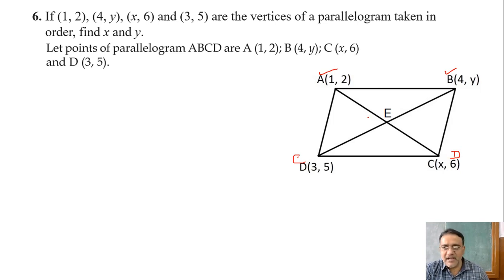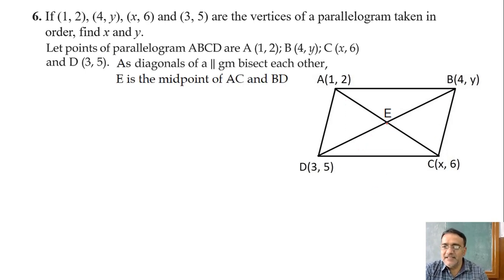So order means either you can use clockwise or you can use anti-clockwise. Okay, ABCD or ABCD. Is that clear? This is the correct order. So here the points are written: A is (1, 2), B is (4, y), C is (x, 6) and D is (3, 5). Now we know that for a parallelogram, diagonals bisect each other. That means E is the midpoint of AC and also of BD.